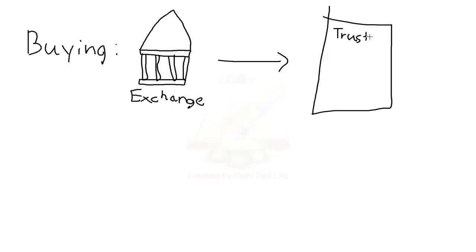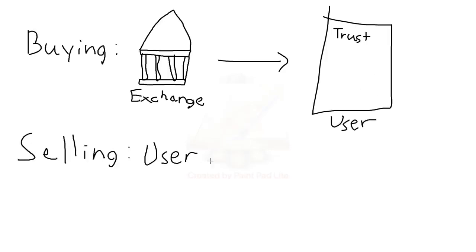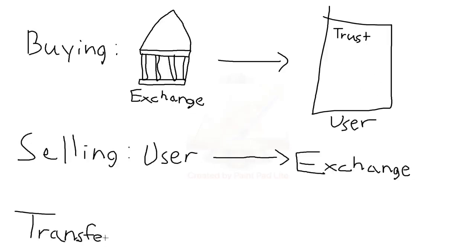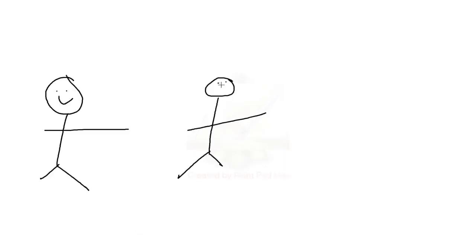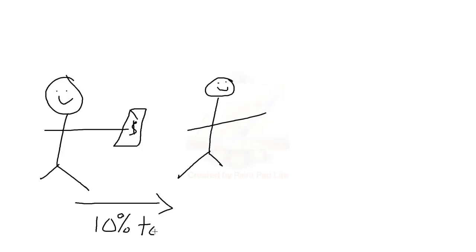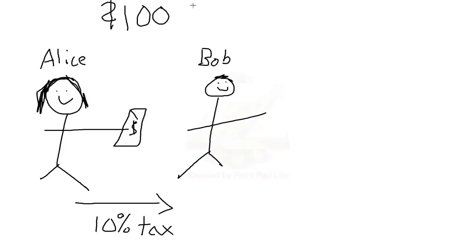What users and people consider to be buying is transferring from an exchange wallet to a personal wallet. And what users consider to be selling is the opposite, a transfer from a personal wallet back to an exchange like PancakeSwap or Bitmart. Every time this transfer function is called, which is always, you have to call it to buy anything, to sell anything, to transfer anything, there's a 10% tax taken out of that initial transaction. So if Alice gifts Bob $100 in Safemoon, Bob would only receive $90.